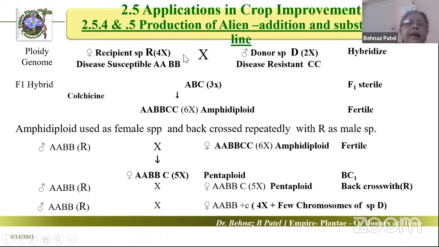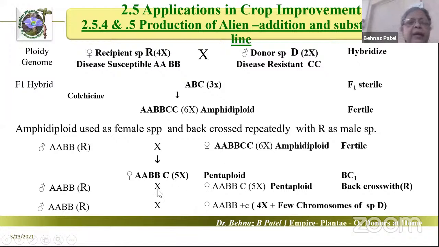I've made a mistake. One second, children. One minute. Let me just check the recipient species. Yeah, sorry. So this is going to be the recipient species, which is going to receive it. Children, I've made a mistake in writing this table. I will modify this table and send it to you. Don't take a screenshot of this table.